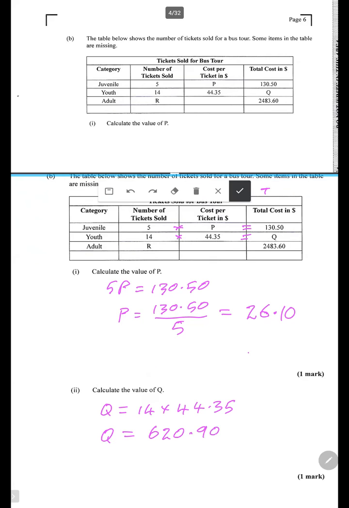620.90. You have to put the 90 because remember it's money, right? So you have to put the 90. Calculate, that will give you a 0.9. You have to put the 0. Remember it is money. All right, so that is that one.